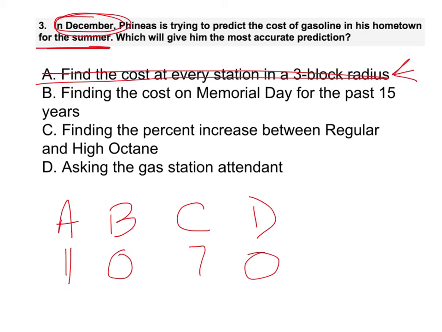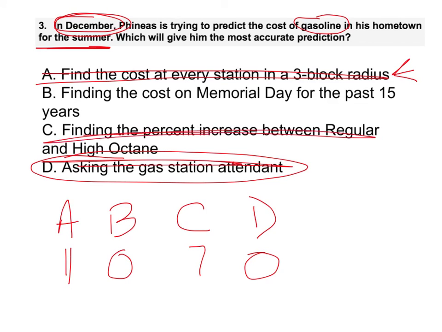So finding the percent increase between regular and high octane is not going to give him anything. It's just gasoline in general. This says nothing about high octane and regular. And asking the gas station attendant will give you information about how many gas stations. So the answer should be B.